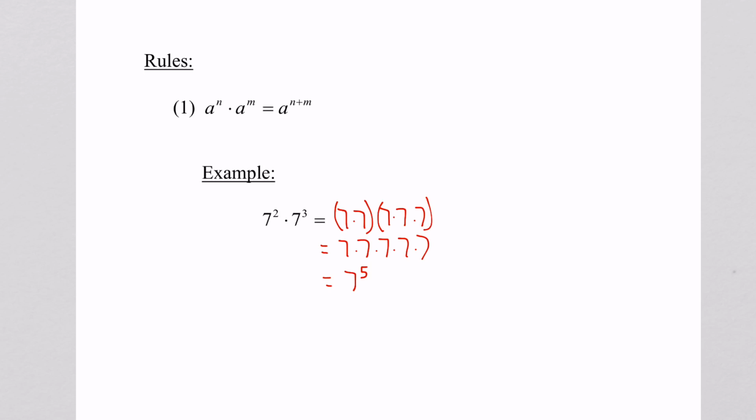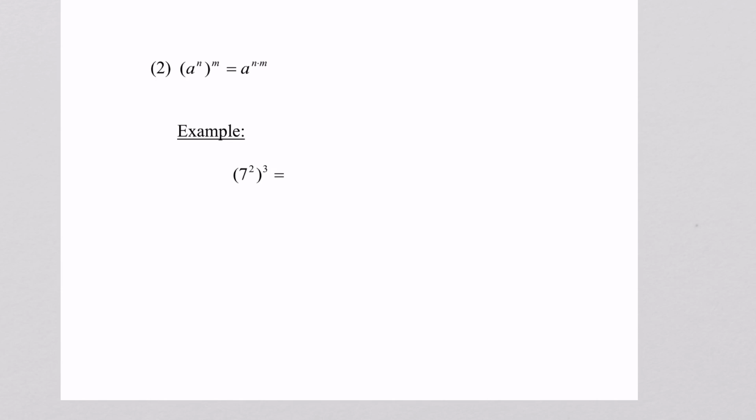Okay, so you can see why we added the exponents. We had a group of 2 sevens and a group of 3 sevens, and when you remove the parentheses, you have a total of 5. Okay, so that's why we add exponents in that case.